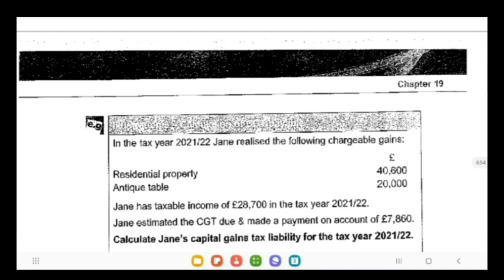Now in this illustration we have been given that Jane realized the following chargeable gains: 40,600 on residential property and 20,000 on an antique table. Also, Jane has a taxable income of 28,700 in the tax year 21-22. Jane estimated the CGT due and made a payment on account of 7,860. Calculate Jane's capital gains tax liability for the tax year 21-22. So here we have to record the gain on residential property and other gain in separate columns.